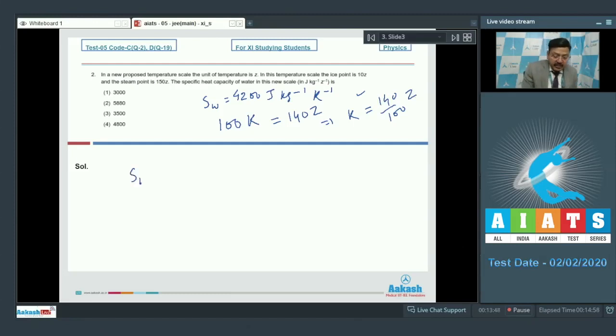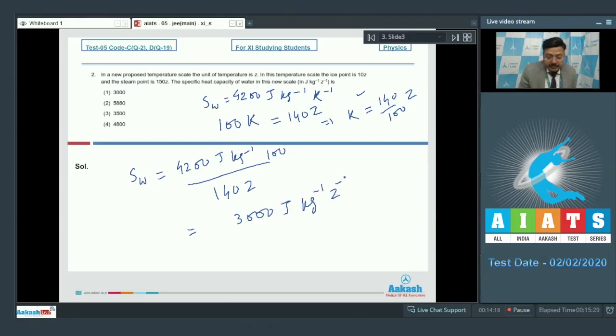So the specific heat of water we can write as 4200 joule per kg, and there is Kelvin here, so for Kelvin we can write 140 Z by 100, so 100 will go in the numerator. If we simplify it, it is coming out to be 3000 joule per kg per Z, which is clearly matching with option 1. So for question 2, option 1 is the correct option. Let's go to the next question now.